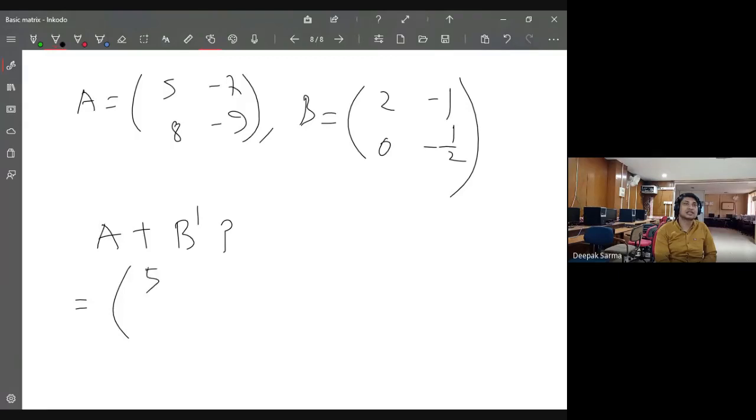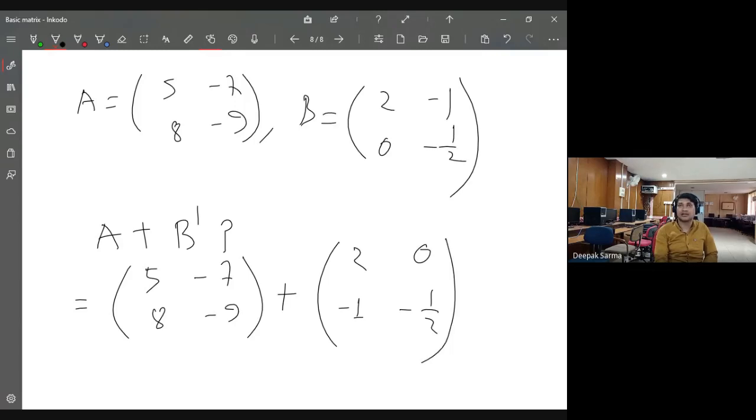(A plus B) transpose. What is A? It is 5, minus 7, 8, minus 9. What is B transpose? You have to find it. B transpose is here: 2, minus 1 is the first row, make it the first column. And 0, minus half is the second row, make it the second column. Got it? So here the first row becomes the first column, and the second row becomes the second column. Now you know how to add two matrices. These are two matrices, you can simply add them.